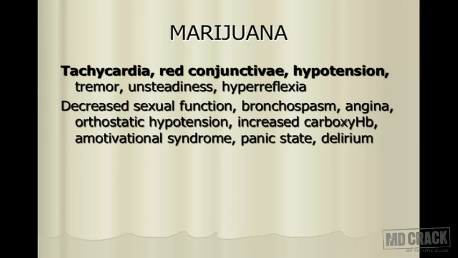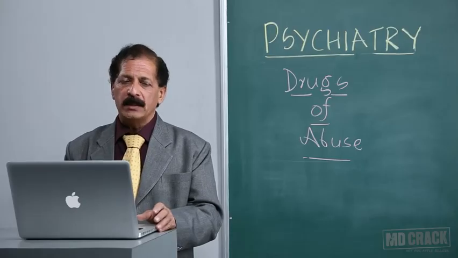Chronic marijuana use is called a motivational syndrome, and this person doesn't want to function, doesn't want to perform, doesn't want to go to work, and slowly loses the job. This patient also can suffer from panic states and can suffer from delirium. Marijuana addiction, again, two important mainstays of treatment are beta blockers in the form of propranolol and benzodiazepines.